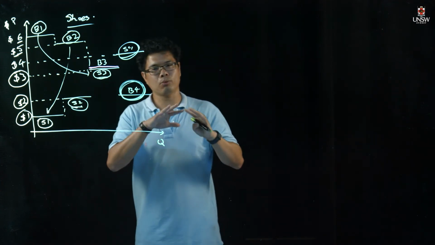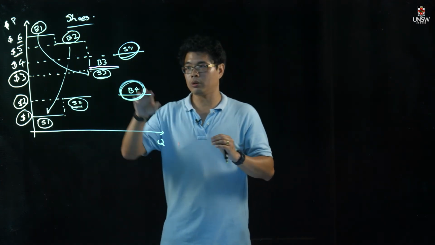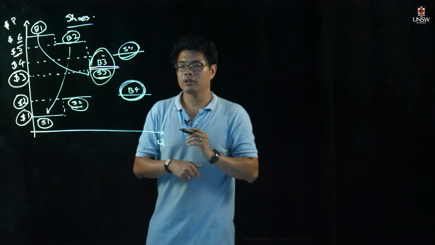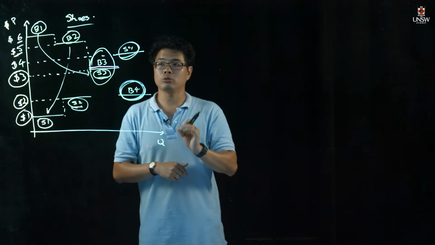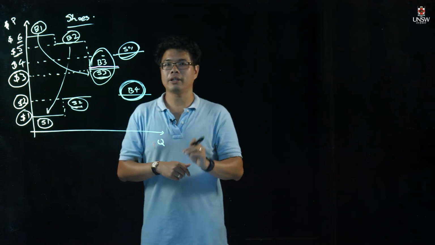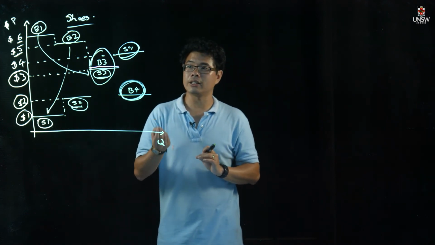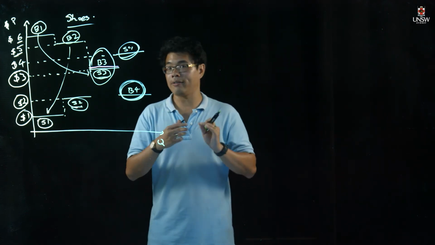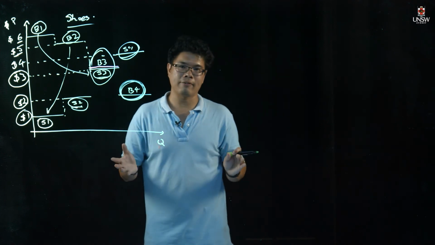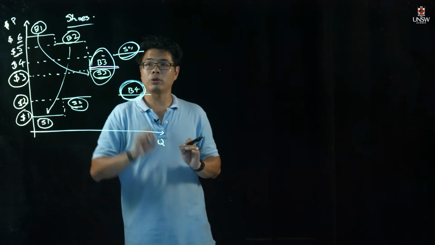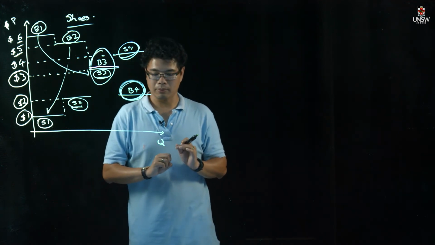So this comes to the point of what we call equilibrium, where the quantity sold is exactly equal to the quantity demanded. It's the point where the quantity demanded is equal to the quantity sold. We don't have any excess demand, nor do we have any excess supply. So this is what we're talking about when we talk about equilibrium.